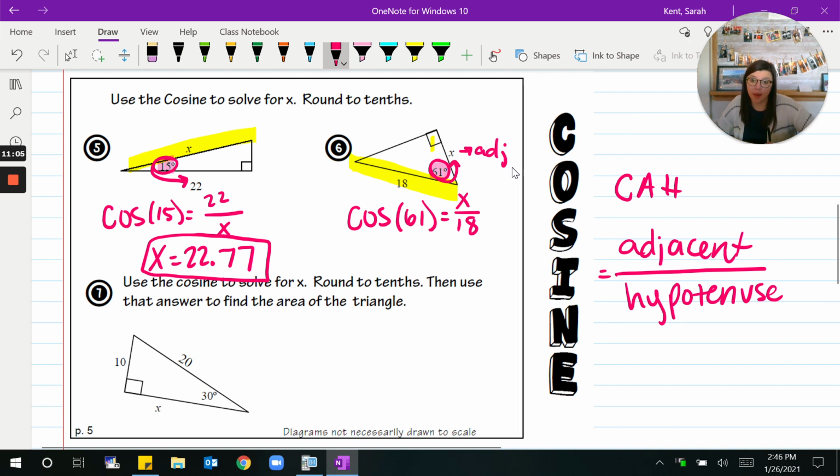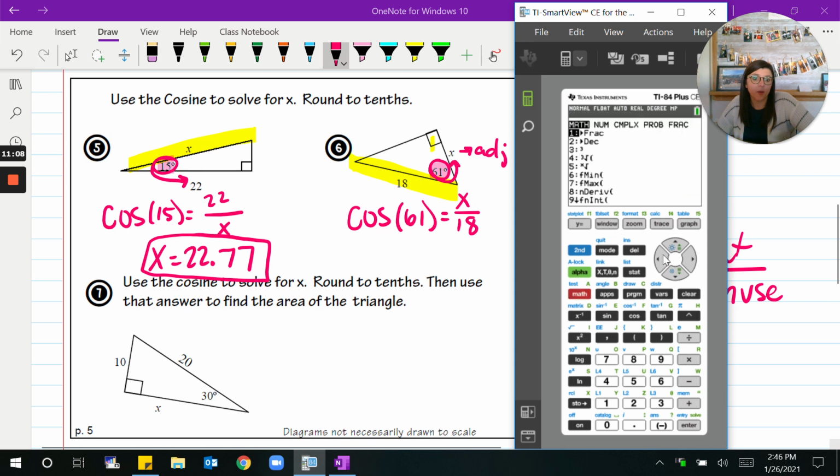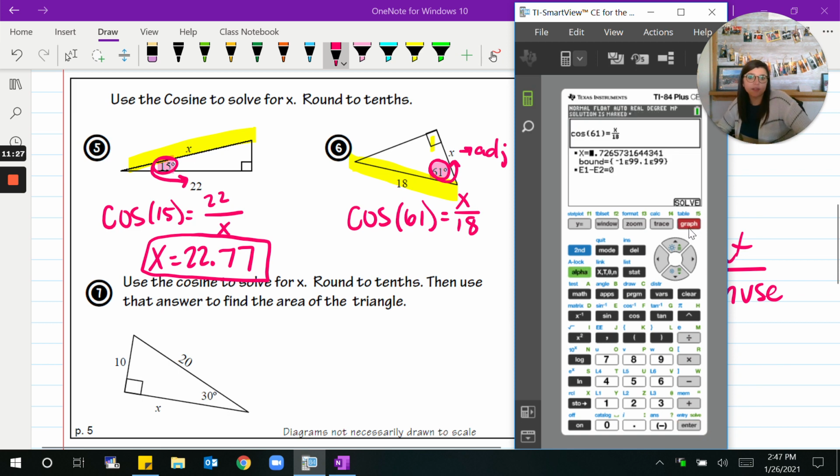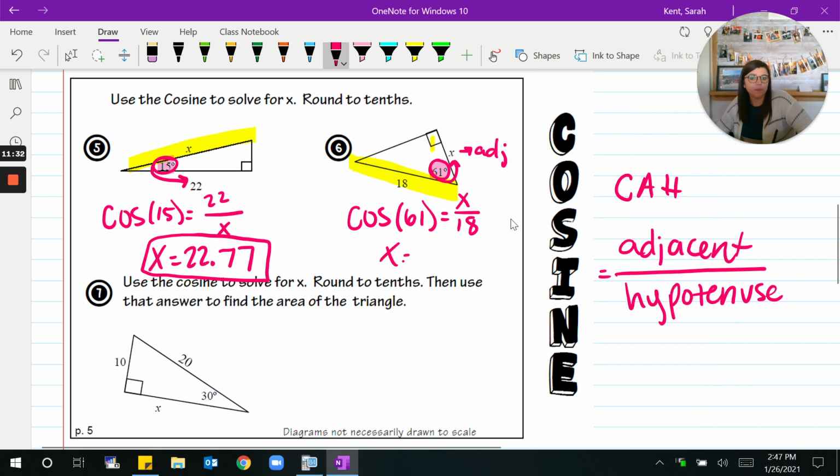So the adjacent side is x over the hypotenuse, which is 18. So again, I go back to my calculator. I go math up, enter, cosine of 61 for this question. And then my fraction is x over 18. Press enter, alpha graph, and here we get 8.72. Ta-da!